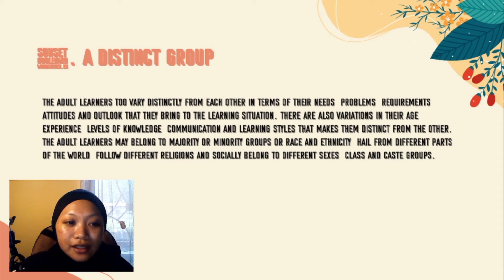For the first is a distinct group. A distinct group is the adult learners vary distinctly from each other in terms of their needs, problems, requirements, attitudes, and outlook that they bring to the learning situation. There are also variations in their age, experience, levels of knowledge, communication, and learning styles that make them distinct from the others. The adult learners may belong to majority or minority groups of race and ethnicity, hail from different parts of the world, follow different religions, and socially belong to different sex, class, and caste groups.